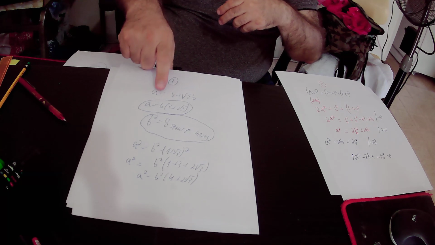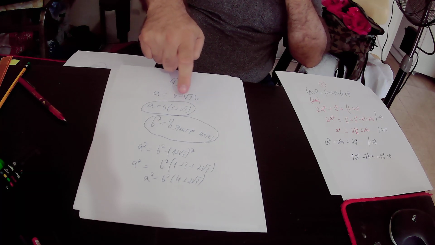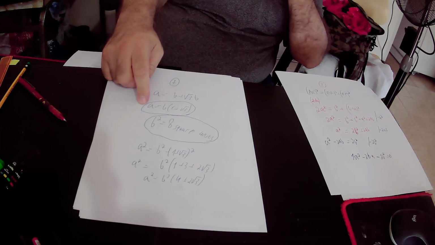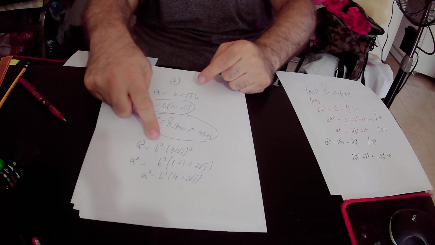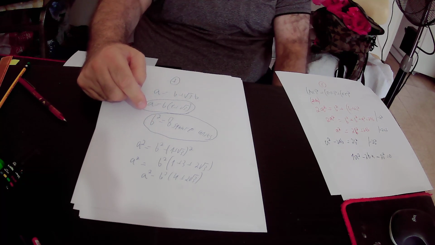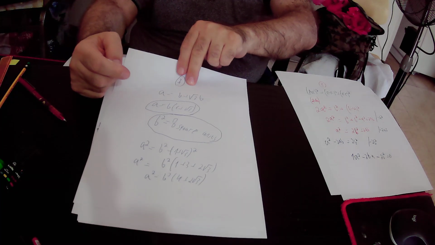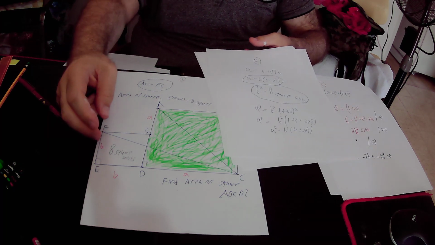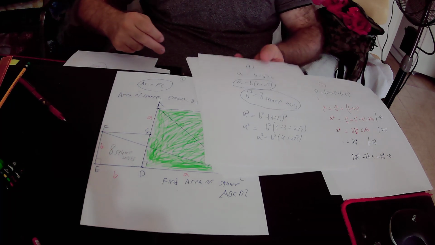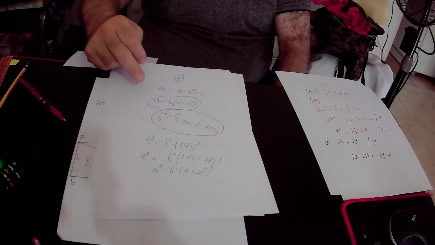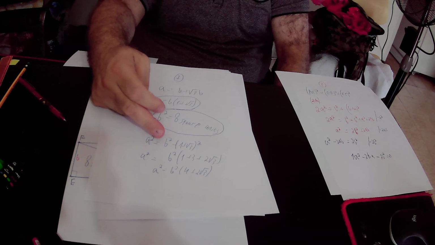Here we took out a common factor b out of this expression, and inside the brackets we are left with 1 plus root 3. We square this equality, and we get that a squared equals b squared times 1 plus root 3 squared. We already know that the area of the small square equals 8 square units. The area of any square is the multiplication of its sides, so b times b equals 8 square units. So b squared equals 8, and we can substitute b squared in this equality by 8.